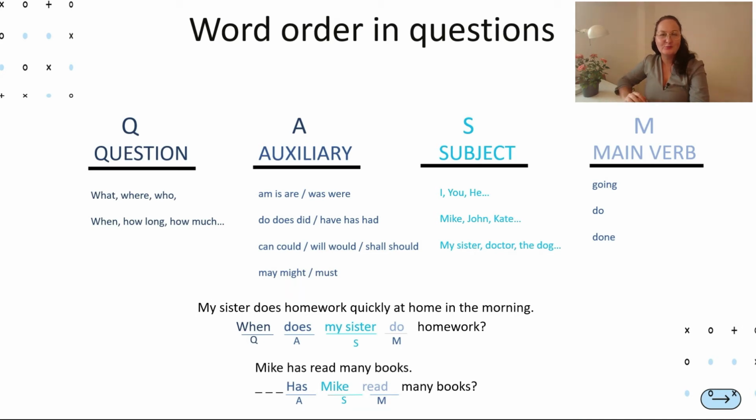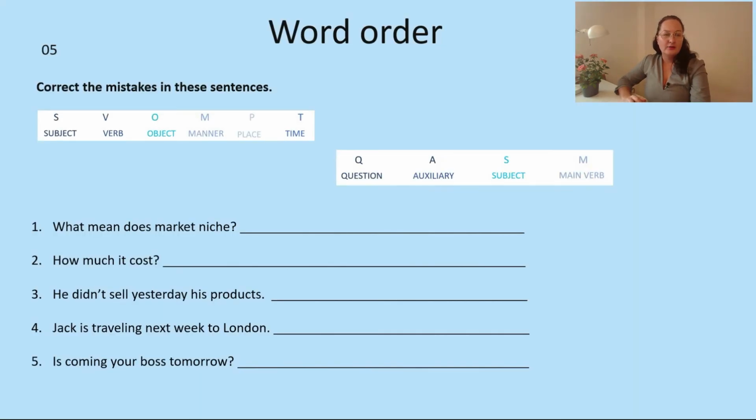Alright, now it's time to practice. Here you have 5 sentences with some mistakes in the word order. I also put on this screen the patterns, SWAMPED and QUASM, just for you to have them in front of you when doing this exercise. Take your time, look through all 5 sentences and correct any mistakes in the word order. Take your time, pause the video, and then we will check.